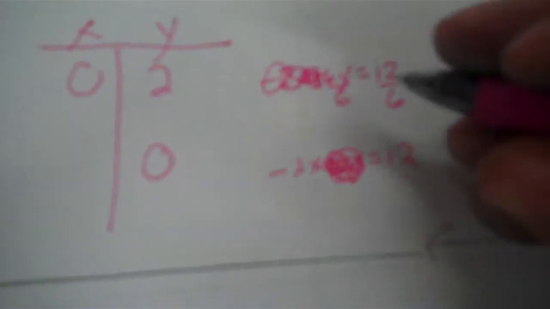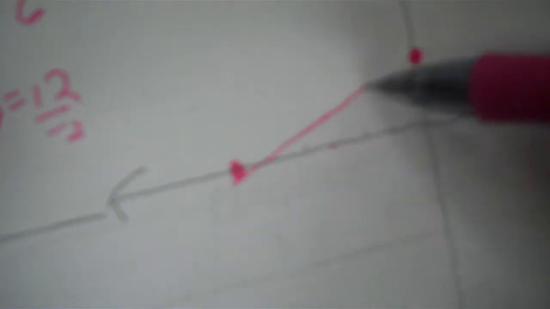Sorry, you can't see the grids. Y is 0, so negative 2 times x equals 12, so I divide by negative 2. That's negative 6, so I go 1, 2, 3, 4, 5, 6. Okay? Just make your line, and then that problem's finished.